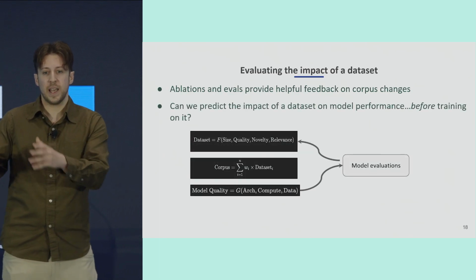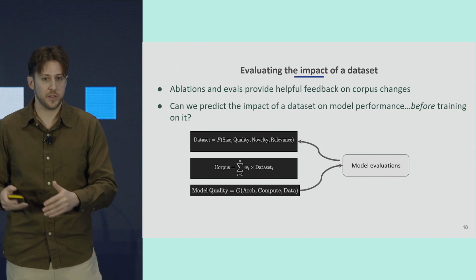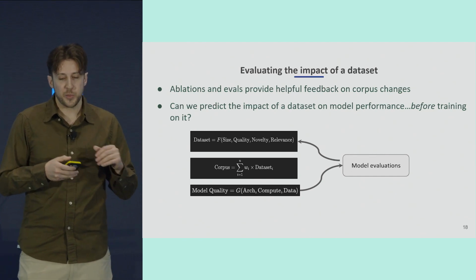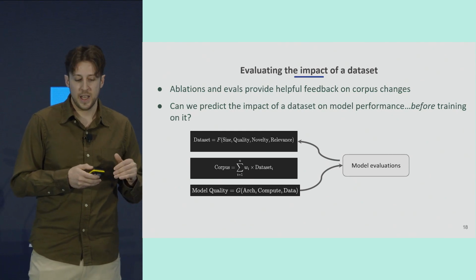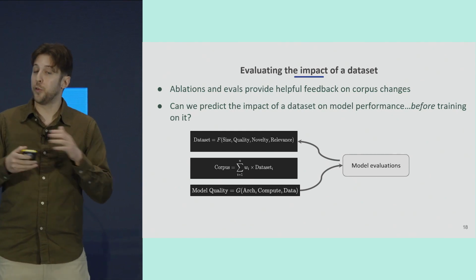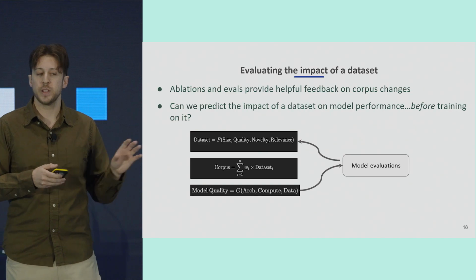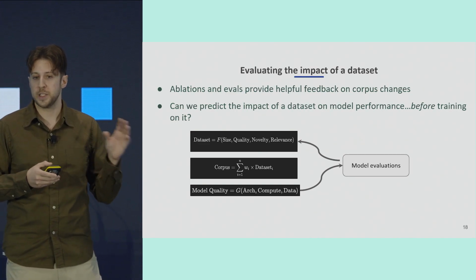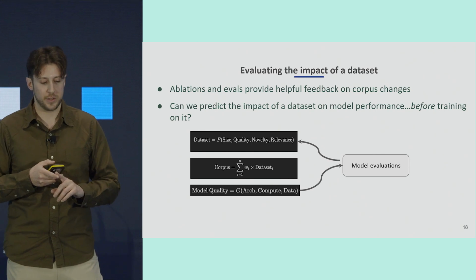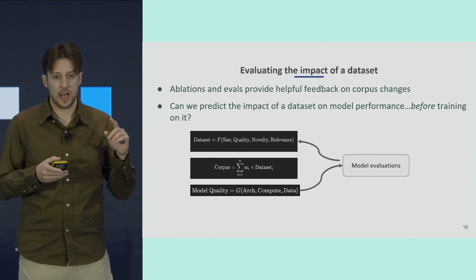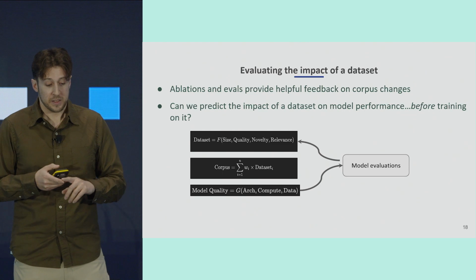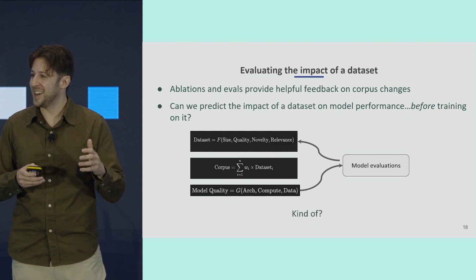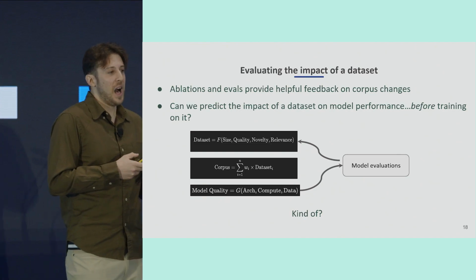If we're able to collect all of this feedback from ablations, from evals, can we actually estimate this equation? Can we then predict what the impact of a data set on model performance will be before we train on it, using just the intrinsic properties of the data set, like its size, the quality, which is proxied by a bunch of different metrics that we'll go into later, and its diversity and so on? Can we estimate this equation? And the answer is kind of. It's not really that simple.